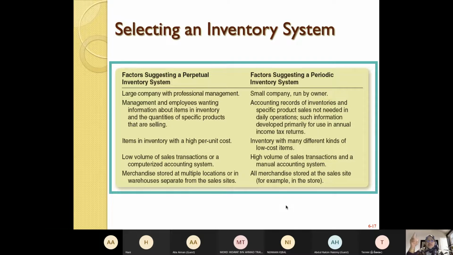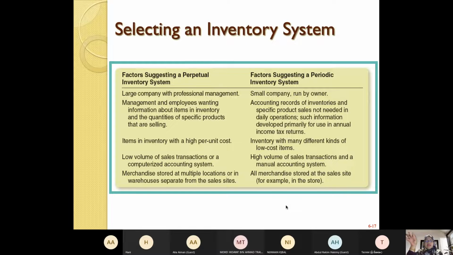All right. Selecting an inventory system. There are two types of system. One is perpetual. The other one is periodic. This one is slide number 17. So perpetual is normally being used by large company with professional management, right? Management and employees wanting information about items in inventory and the quantities of specific inventory that they are selling. So whenever you use perpetual, you are going to have the information about your inventory in hand anytime, because you're going to have what we call inventory accounts, right?